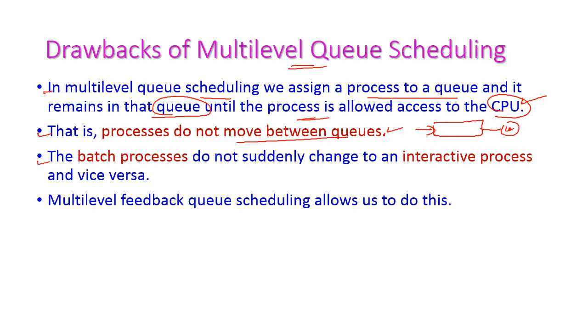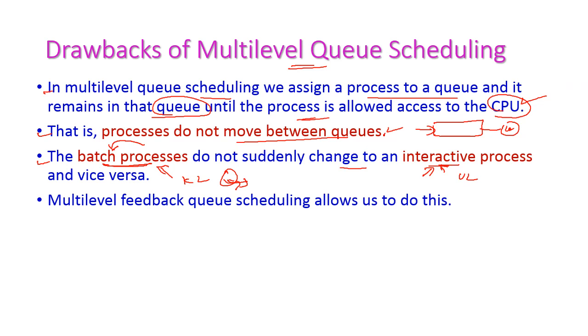As per our example, a process assigned to the batch queue does not suddenly change to the interactive queue, because the batch process is a kernel level process and the interactive process is a user level process. The queue scheduling is also different. Suppose you want to execute the batch process first while some other processes are in the interactive queue; this is not possible, because the interactive queue has higher priority over the batch process. This is a very big drawback of the multi-level queue scheduling algorithm.